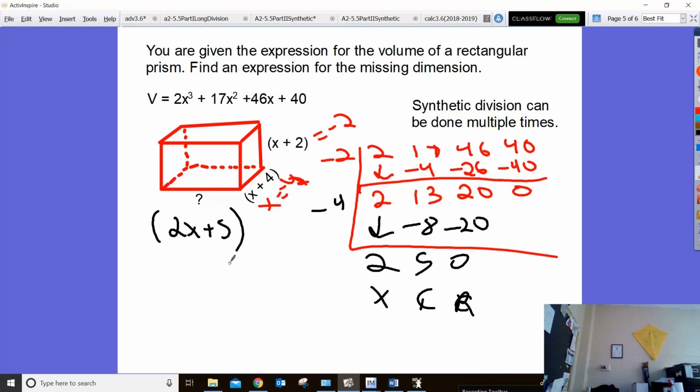And if you took 2x plus 5 and you multiplied it by x plus 4, and you multiplied that result by x plus 2, guess what you get? The polynomial up top, the volume polynomial. And that's it. There's only one long division problem on your homework, and it's there to make you appreciate synthetic division.